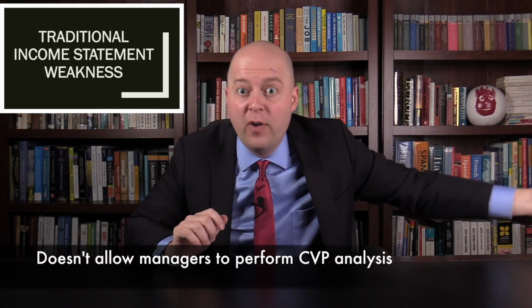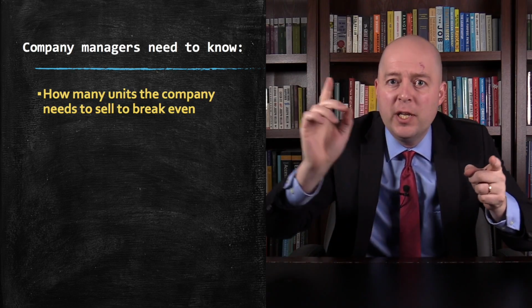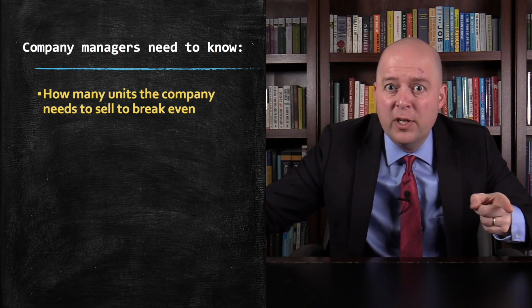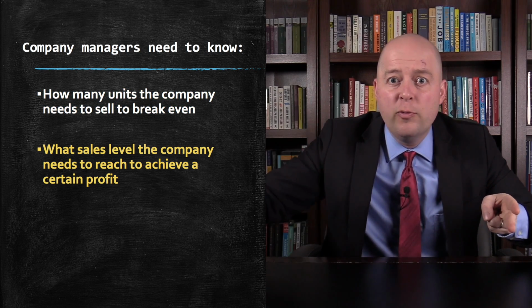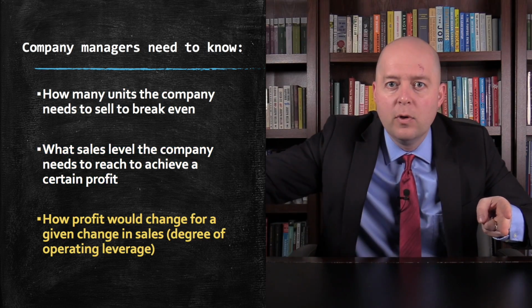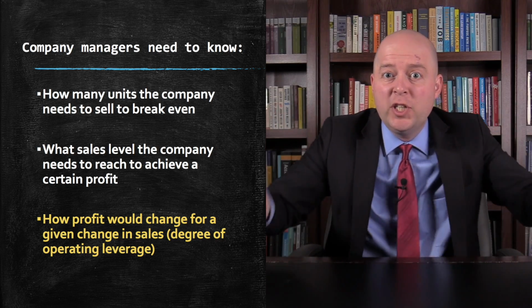This is all helpful. However, the traditional income statement has a glaring weakness. It doesn't allow a company to perform cost volume profit analysis. CVP analysis is very important for a company's managers. They need to know how many units the company needs to sell to break even, or what sales level the company needs to reach in order to achieve a certain profit, or how profit would change for a given change in sales. Managers might also wonder how much sales could fall before the company starts losing money. And you can't answer these questions with a traditional income statement.